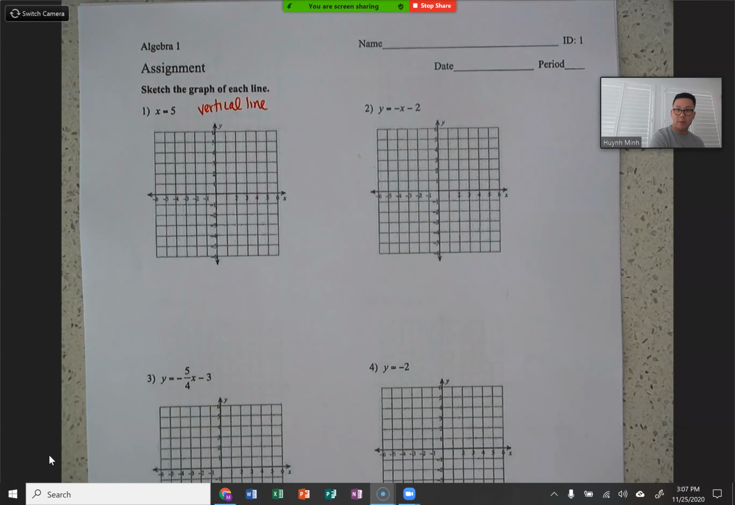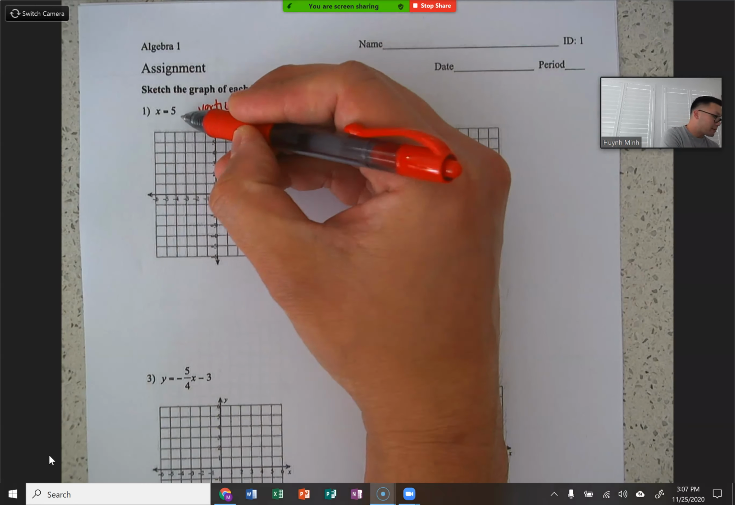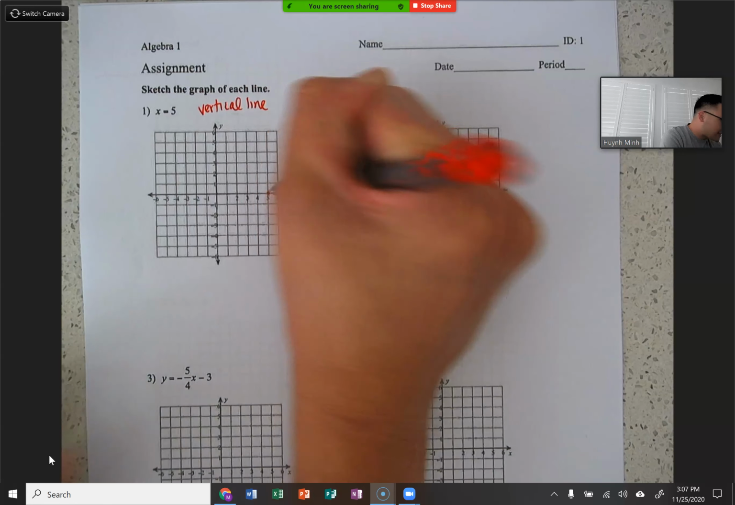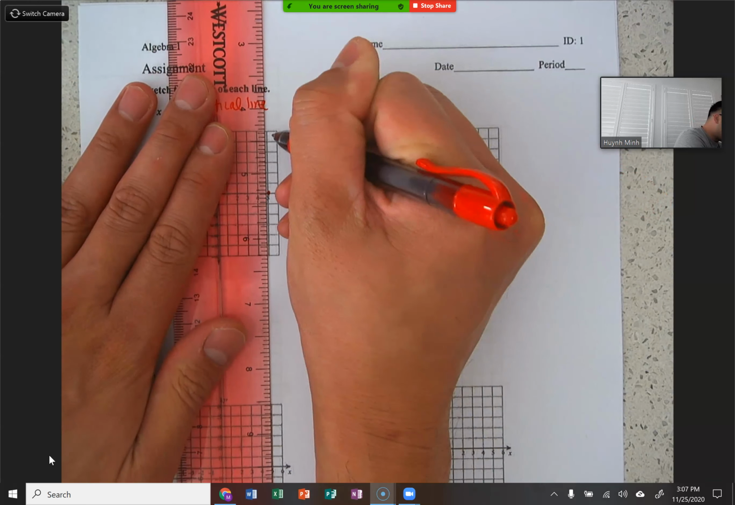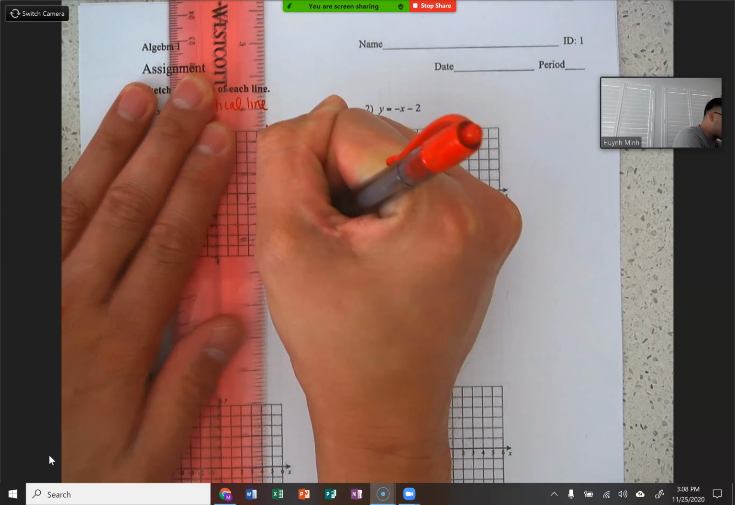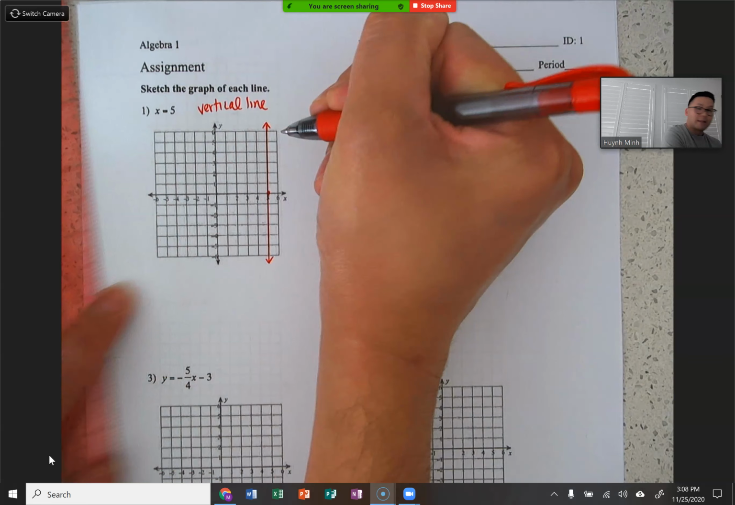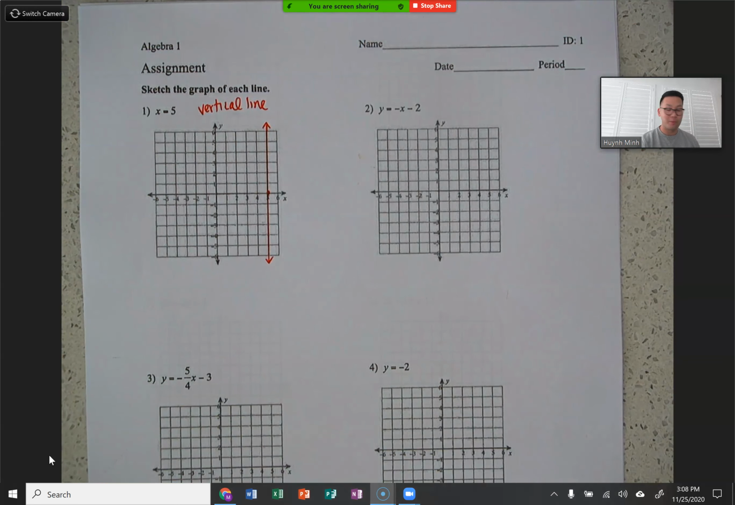So for a problem like number 1, just to recap, x is equal to 5, so I'm going to dot 5 on the x-axis. And note that it's going to be a perfectly vertical line going straight up and down. This is what you're doing for your review, mainly graphing.